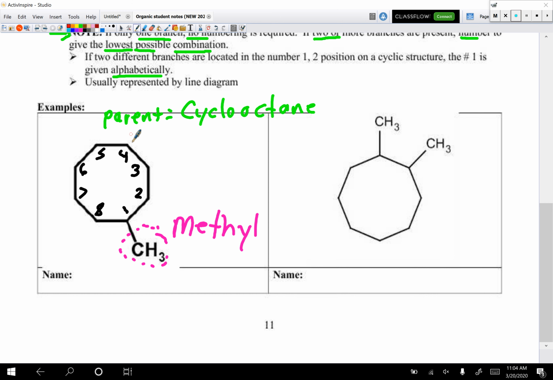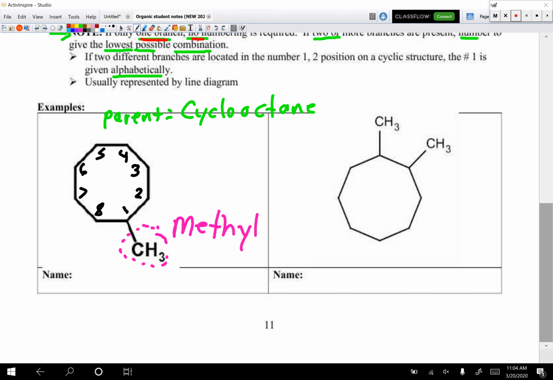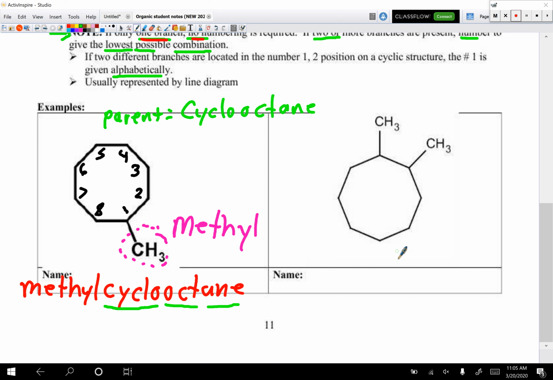Now, as we are naming it, it says right here in that special note that if one branch, no numbering is required. So we have one branch. So this is why we're going to have methylcyclooctane. So you will notice we are keeping with the IUPAC naming system where our branch is listed first and our parent chain is listed last, right? But the only difference right here is that we have this cyclo indicating that it is a closed ring, and specifically we have 8 carbons that all have single bonds.